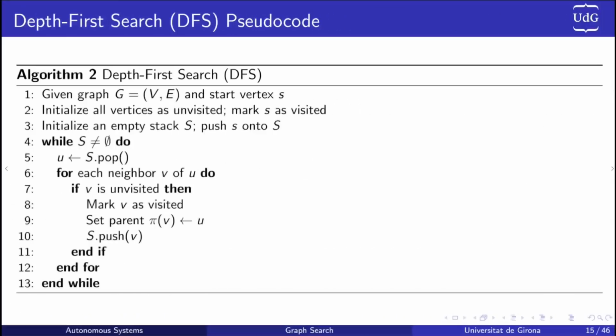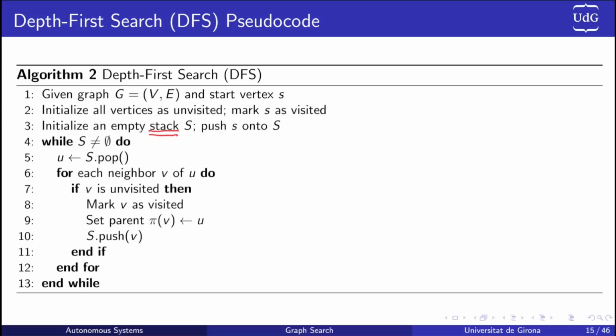If we move to the algorithm, the nice thing is that it is exactly the same as the breadth first search. You can spot the only difference, and it is this one: stack. Instead of a queue, we use a stack. For the rest, it's exactly the same.